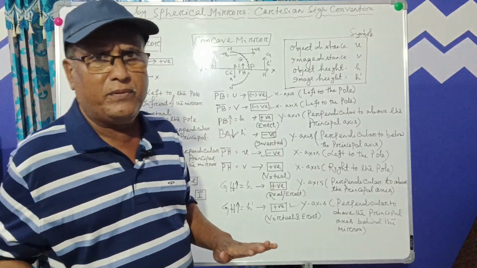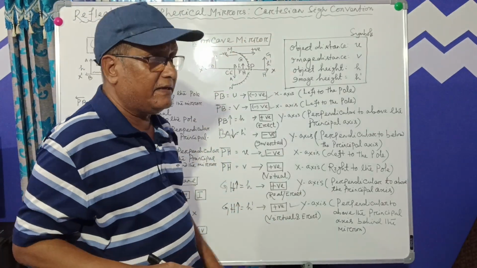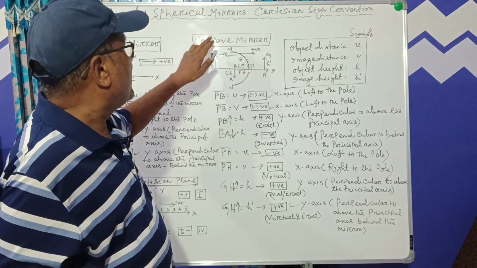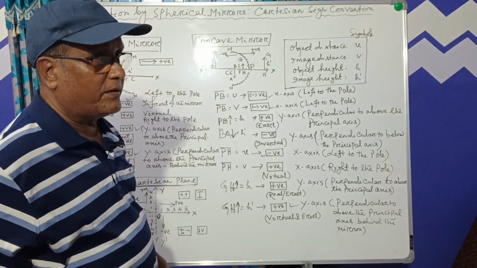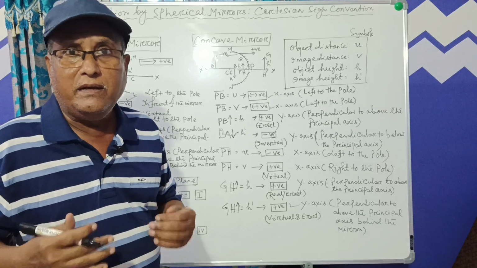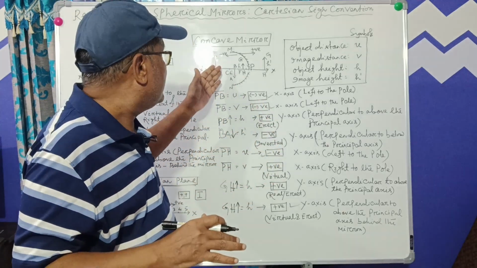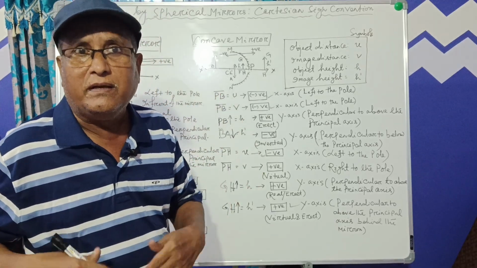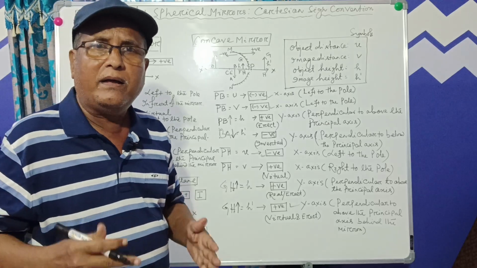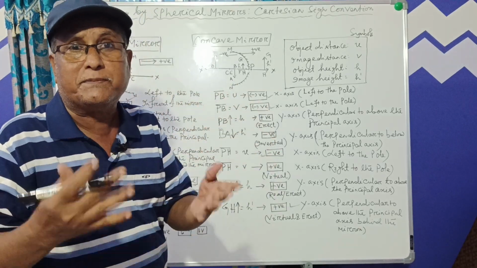Okay. I hope you have understood the concepts of Cartesian sign used in the case of reflection by concave mirror and convex mirror, because we shall use these signs in solving mirror problems. In the next class we shall discuss mirror problems, the mirror formula and magnification of the image with respect to the object.